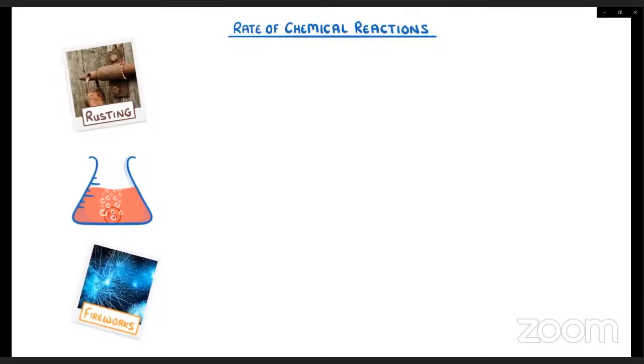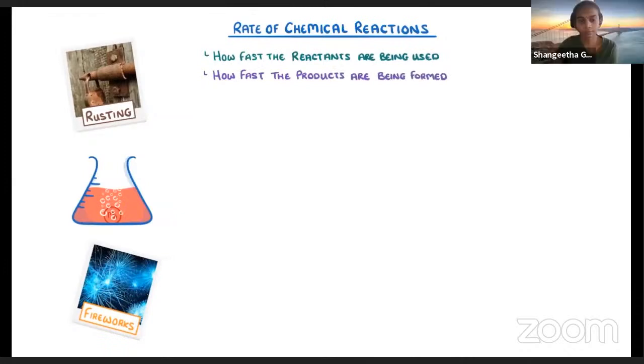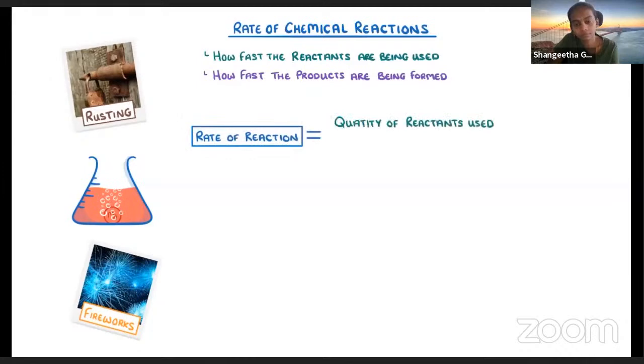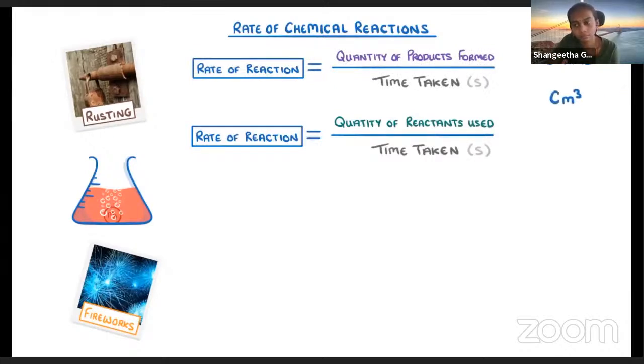In order to actually measure the rate of a reaction though, we need to measure either how fast the reactants are being used up, or alternatively, how fast the products are being formed. Because the faster the rate, the faster the reactants will be used up and turned into products. So in the form of an equation, we have two options. Either we can say that the rate of reaction is equal to the quantity of reactants used over the time it took for that change to occur, or that the rate of reaction is equal to the quantity of products formed over the time taken, with the quantities measured in grams or centimeters cubed and time in seconds.